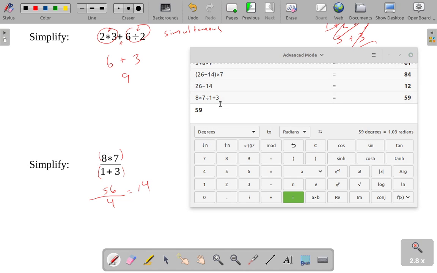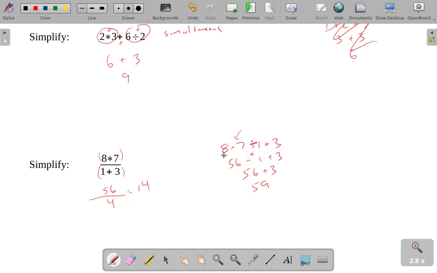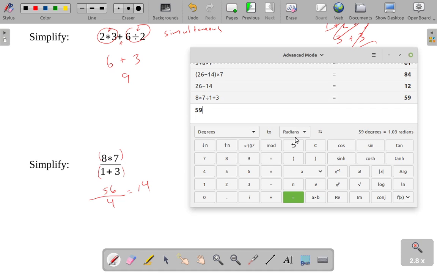If we wanted the calculator to do this using the division bar, we would need to actually manually put in these parentheses. So we would have to type it in like this: parentheses, 8 times 7, close parentheses, divided by, open up other parentheses, 1 plus 3, close them. And then the calculator would actually be able to interpret this as a 14. You want to be very careful when you're taking a division and typing it into the calculator. This is a very common mistake that a lot of people make.